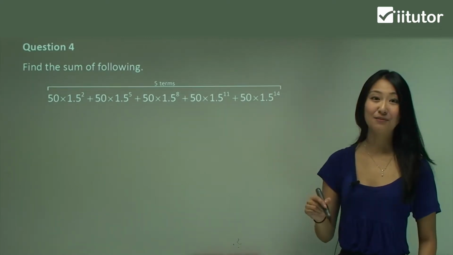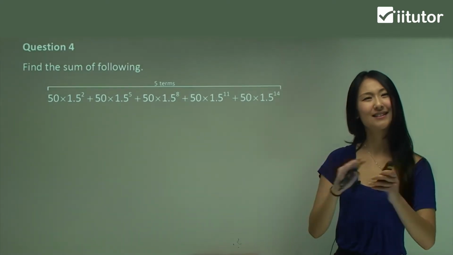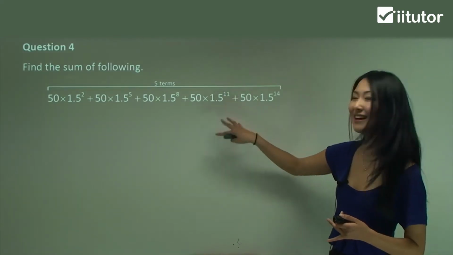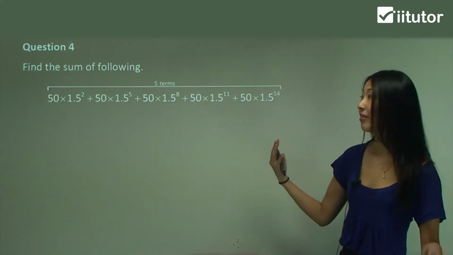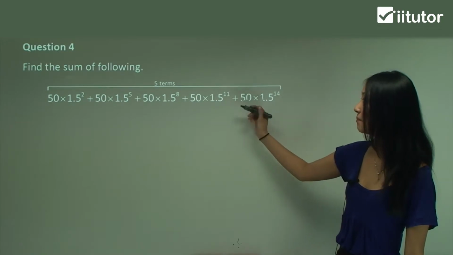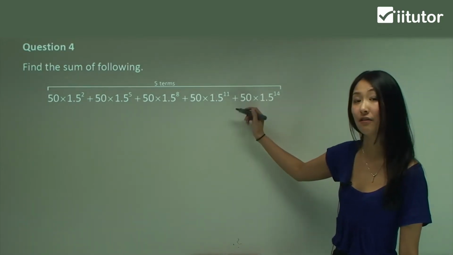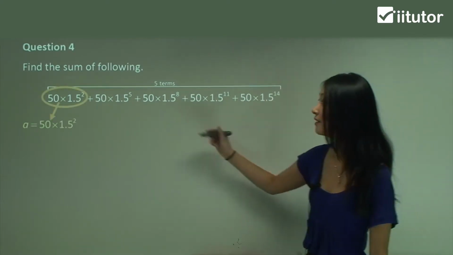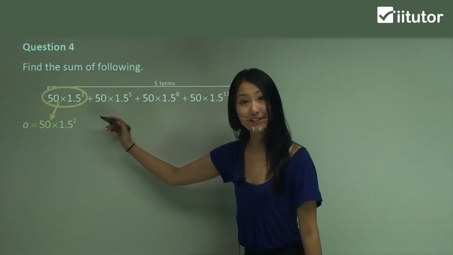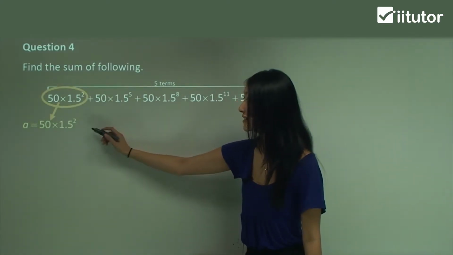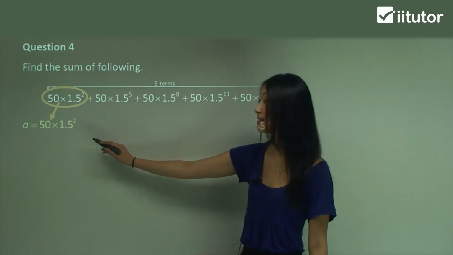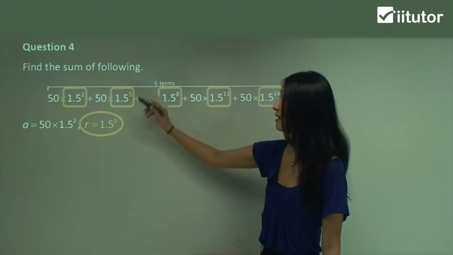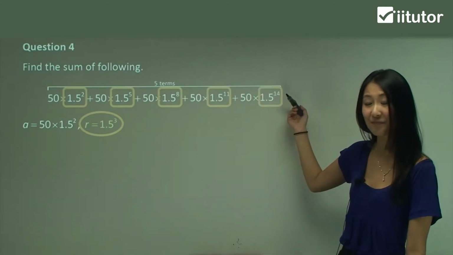So, like I was saying before, always consider A and R together when you're thinking about it. So, I think just looking at this, it jumps out at you that R is going to be 1.5 to the power of 3 because it's increasing by that. So, therefore, this must be our first term. So, we've worked out the first term is that, and that ratio must be 1.5 to the power of 3 because it's increasing by 3 each time.